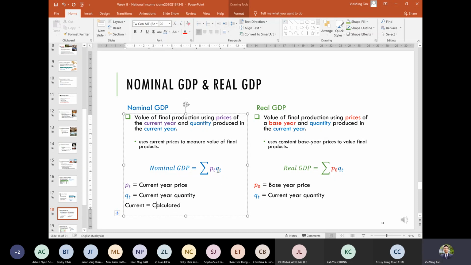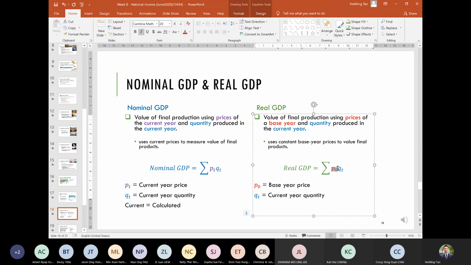So if you're using the current year product price multiplied by the quantity produced in the current year, that means this year, then the whole GDP is considered as nominal GDP. Okay. On the other hand, how about real GDP then? Real GDP, the difference is using the base year price, the base year product price, when calculating the GDP.